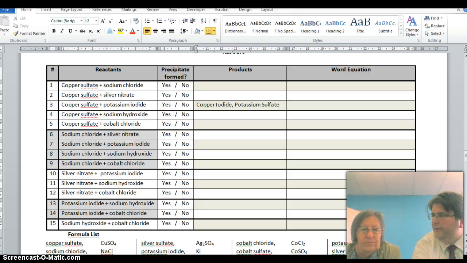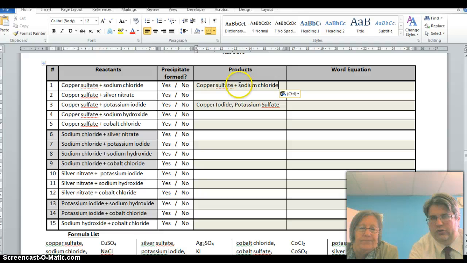Okay. What about for ones where there was no precipitate, Mrs. Woodruff? Well, they don't react, so there would be no change. The products would be the reactants. There would be no change. So the products would be the reactants. Okay, so for these ones, there's no need to draw a balanced equation. No chemical reaction means there's nothing to write in the equation, so we can just leave that blank.